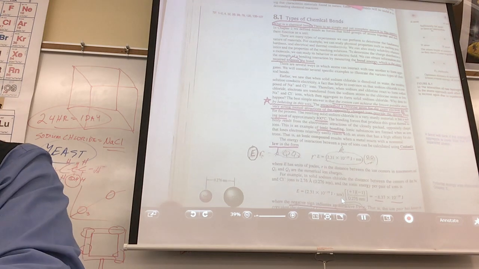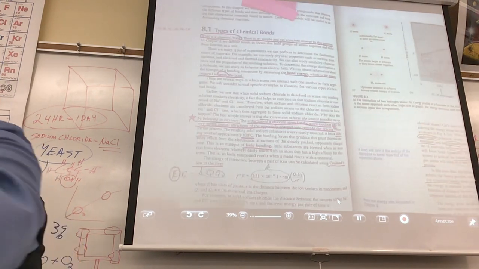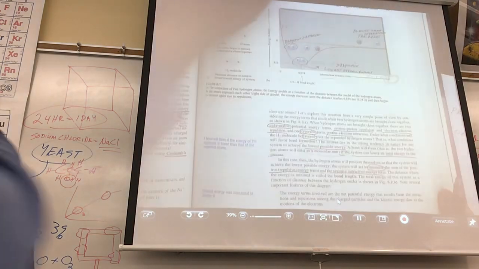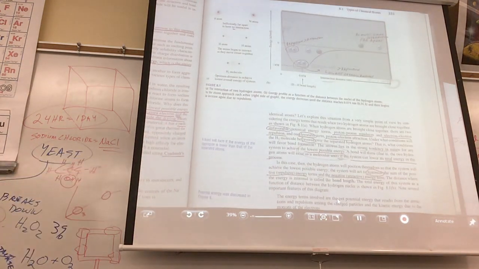Anyway, let's take a look over here, and let's see if we can figure out what happens in a covalent bond. Okay. Well, somebody start where it says, let's explore. Who wants to read this real quickly? Jeff, go ahead.